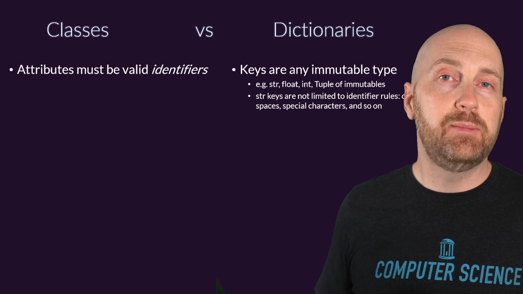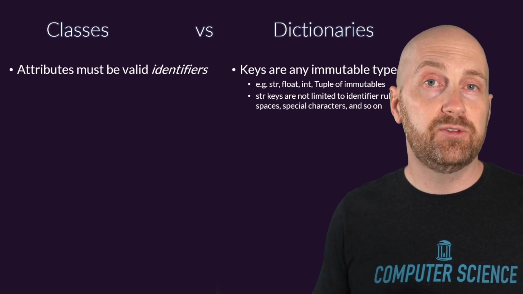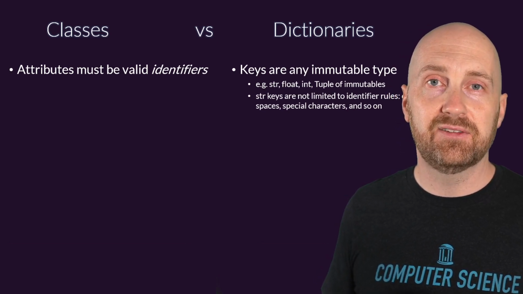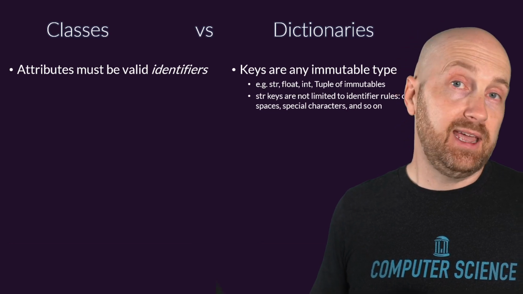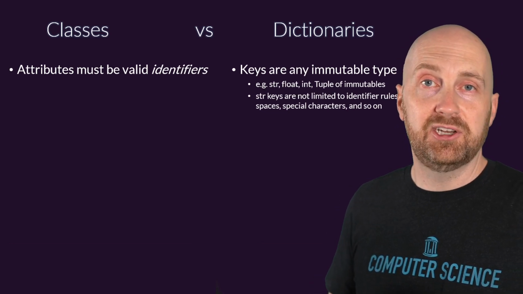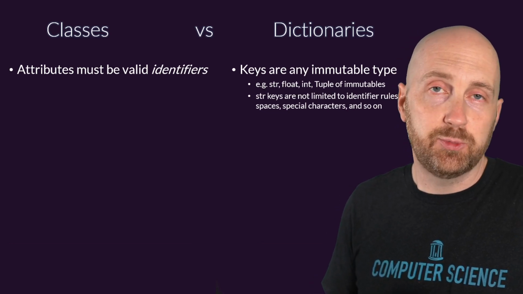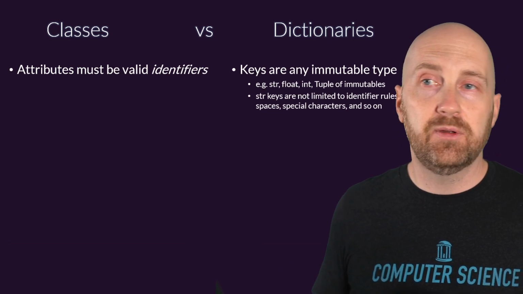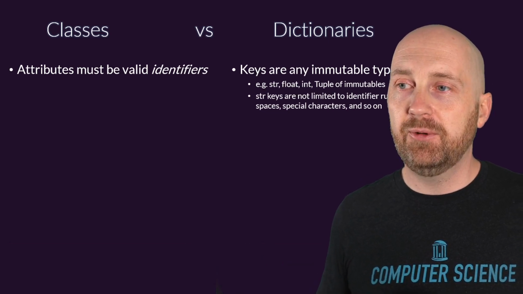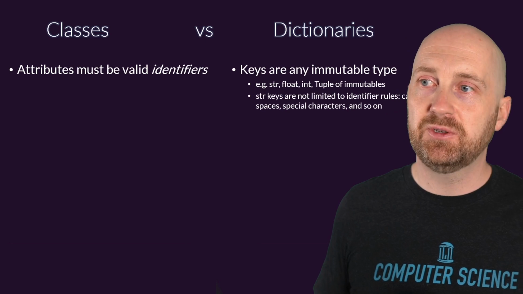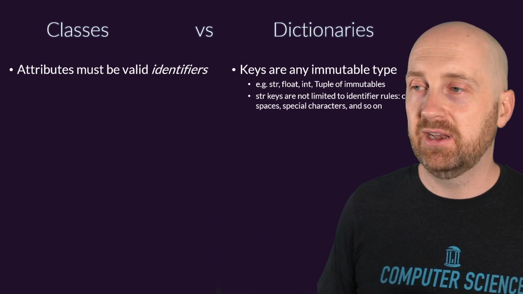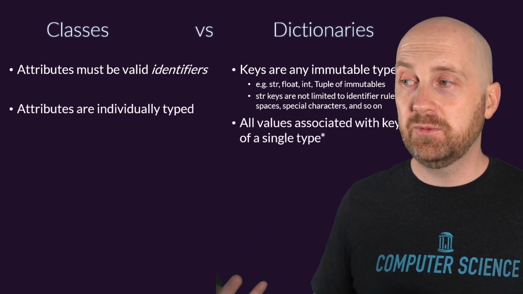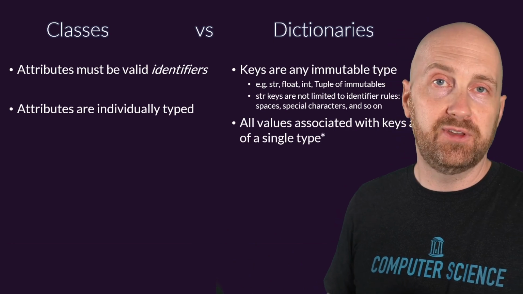Whereas with dictionaries, when you set up a dictionary, you're defining its key type. And you can use any immutable type for the key. So let's say we used a string type for a dictionary's keys. Well, a string can have spaces in it. So you can have a dictionary whose keys have spaces in it, and that's no problem. So there's a big difference between attributes in a class and keys in a dictionary. Keys can also be other types, such as floats and ints.